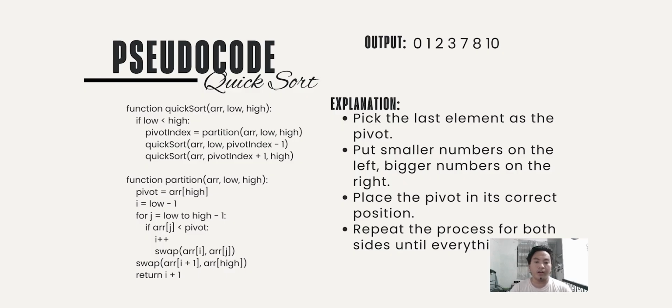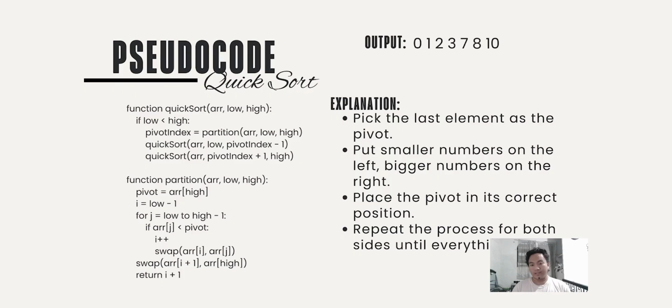Next, we loop through the array using j. For each element, if it's smaller than the pivot, we increase i by 1 and swap array[i] and array[j]. This makes sure that all smaller elements stay on the left side of the array. After the loop ends, we swap the pivot with the element at i plus 1. This moves the pivot into its correct sorted position, with all smaller values to its left and all larger values to its right. Finally, we return the pivot's index.